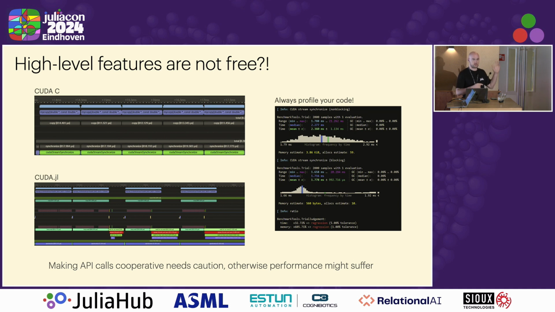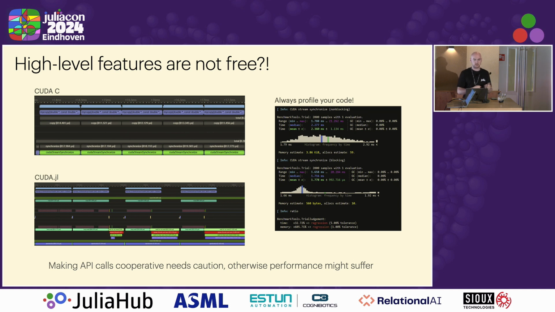If you have this multitasking, then you see these nasty gaps that are actually comparable to the runtime of the code. So the takeaway is, of course, always profile your codes. Thankfully, Julia gives us tools for that. It means that making these API calls cooperative needs some caution.